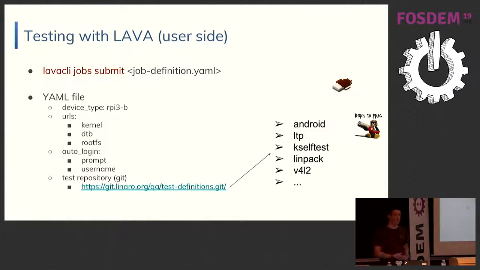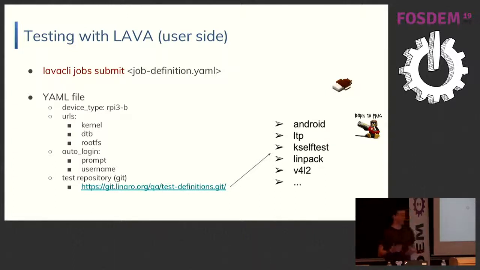Usually you will describe the device type you want to address. So you will not say, I want this specific device which is in the lab, Raspberry Pi 01 or 05. You say, I want a Raspberry Pi 3B, and Lava will pick a board which matches this device type and is available at the same time. You will point to the kernel, DTB, and rootfs you want to deploy. It's a URL, so it has to be available somewhere, and Lava will fetch it for you. Some interesting features that are not mandatory, but you can use, are auto-login, for instance. If you have to type a username and password, Lava will do it for you. You just have to provide the username and password, obviously. And then the tests that you want to run.